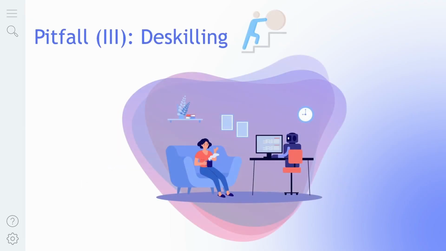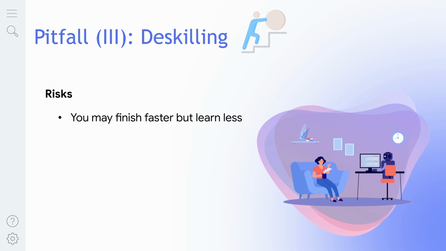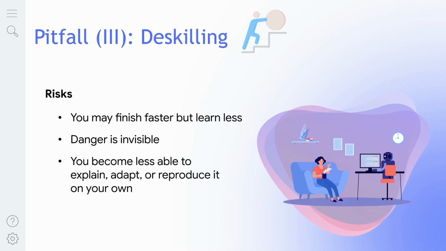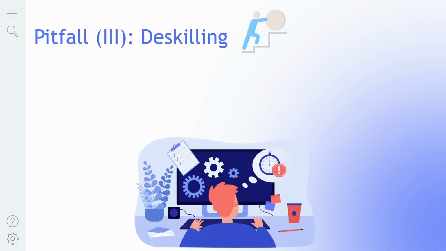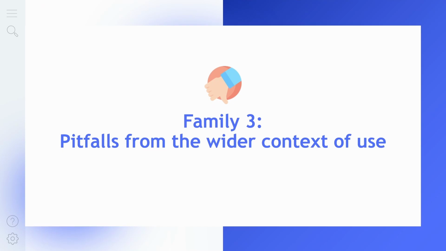The third is de-skilling. If you let AI do the thinking, writing, and problem solving that you are supposed to be practicing, you may finish faster but learn less. The danger is that it is invisible. The work looks polished, but you become less able to explain, adapt, or reproduce it on your own. There's a useful idea here from learning science, desirable difficulty. Productive struggle is often where the learning actually happens, and AI can remove too much of it if you use it as a shortcut.